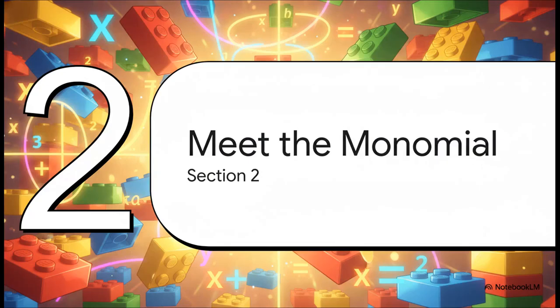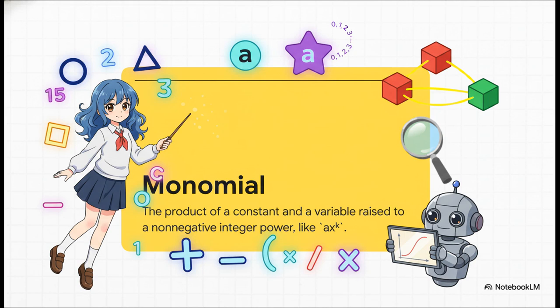Okay, so it's time to meet the absolute star of our show, the monomial. Seriously, if polynomials are some giant, complex Lego castle, the monomial is that single essential brick. Everything, and I mean everything, is built from this one little piece. So here's the official definition. A monomial has two main parts. You've got the coefficient, which is a, that's just the number out front. And you've got the degree, which is k, that's the exponent.